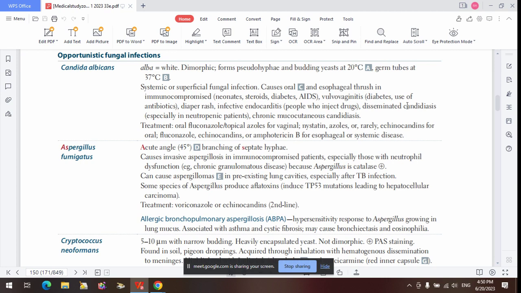The mold also contains hyphae. So the filaments are the hyphae. Do you understand, Dr. Zuliat? The filaments of the mold are the hyphae. Are you getting it? So we should not have hyphae in the yeast.